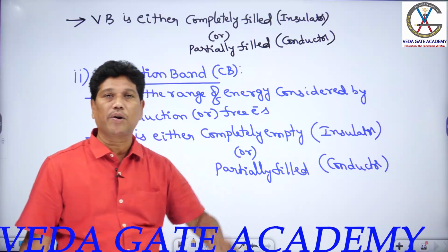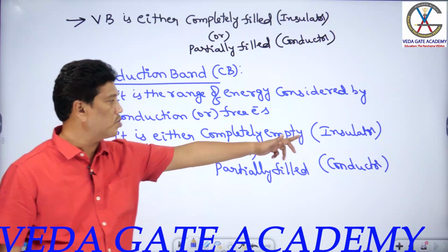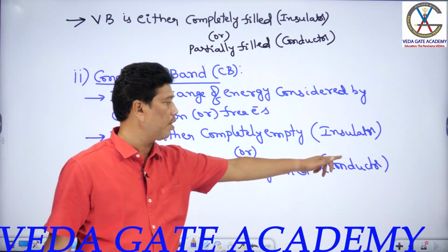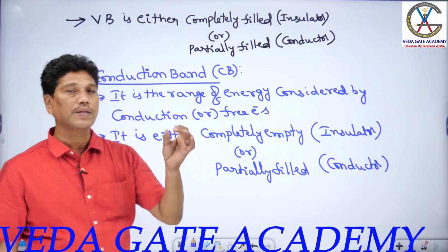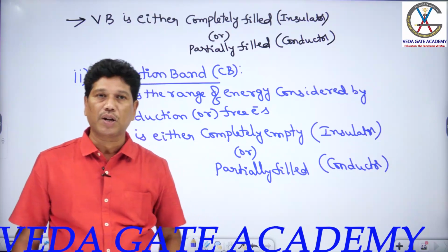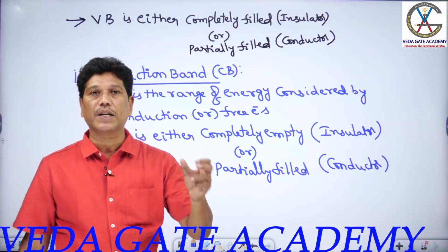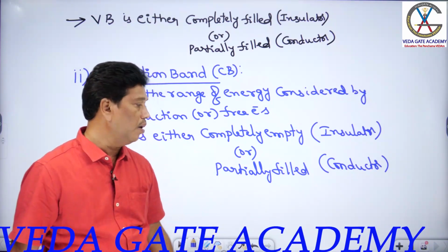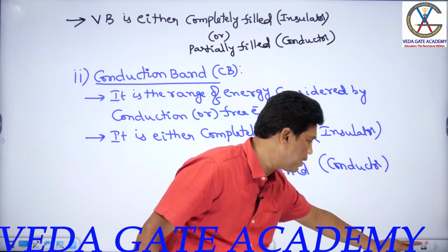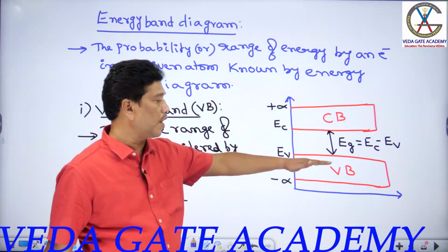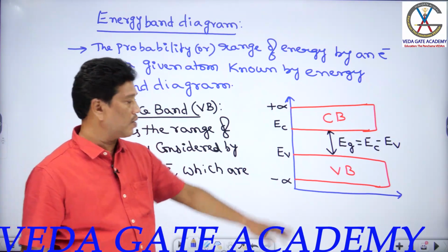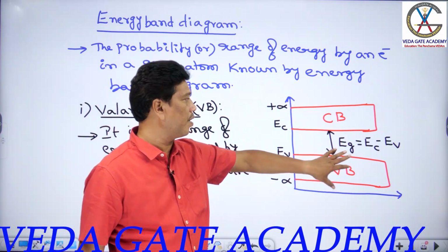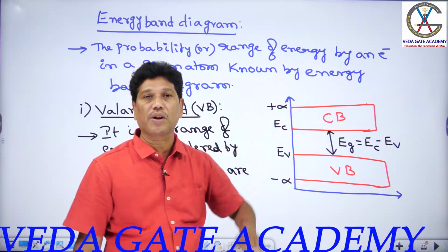Completely empty you may find in what area, students? Insulators. Partially filled you may find in what area? Conductors. So the conduction band is the range of energy considered by free electrons. The valence band is the range of energy considered by bound electrons. Once the electron jumps from the valence to the conduction band, it becomes free. As long as it is in the valence band, it will not be free.